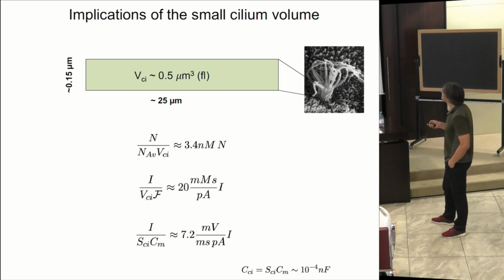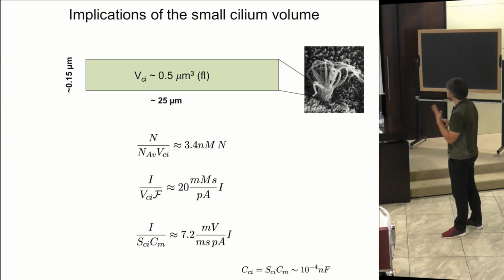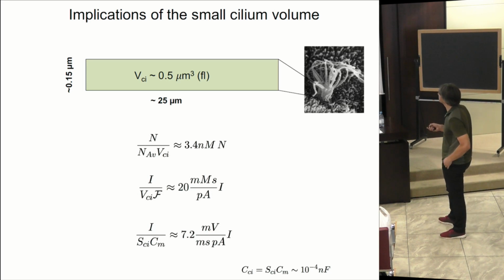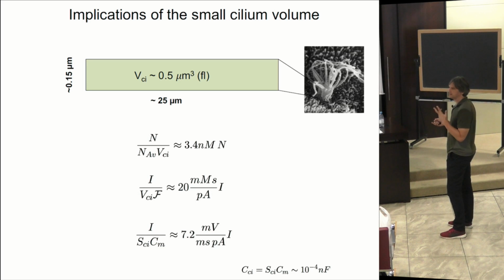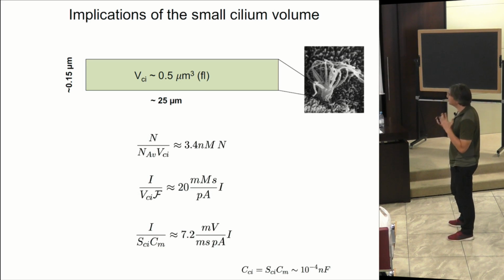You can see even these currents can quickly, on a millisecond timescale, change the concentration here by a really important amount. And then, for example, you can also look at the capacitance. You can see that, for example, 1 picoamp current leads to a change of 7.2 millivolt per millisecond. So you can see that even small currents in such small spaces can very quickly change concentrations and voltages.